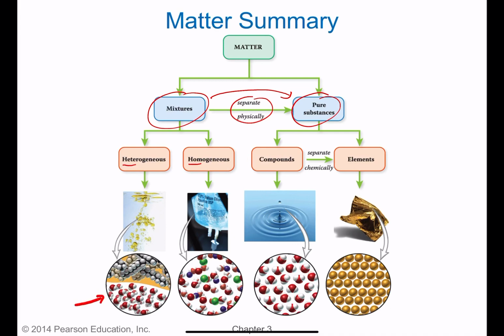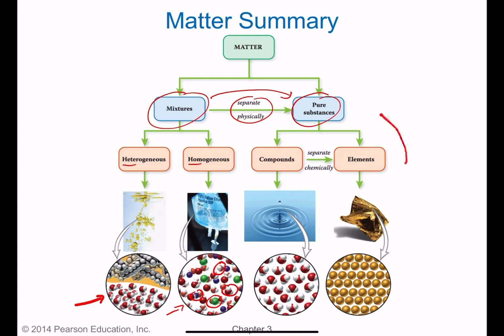Kind of everyone knows oil and water don't mix, so when you put oil in water, the oil usually floats on the top. A homogeneous mixture, so here they have an example of a sodium chloride drip that you might see in a hospital. So the different colors in here, the green and the purple, are representing the sodium and chloride ions. And then like we talked about, the red and white, those are our water molecules.